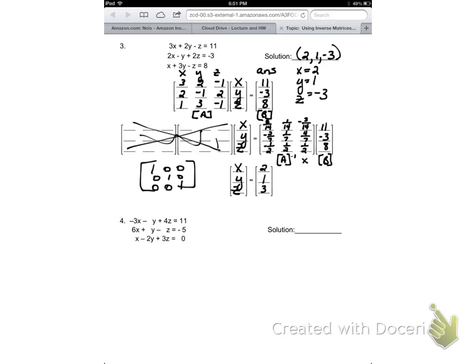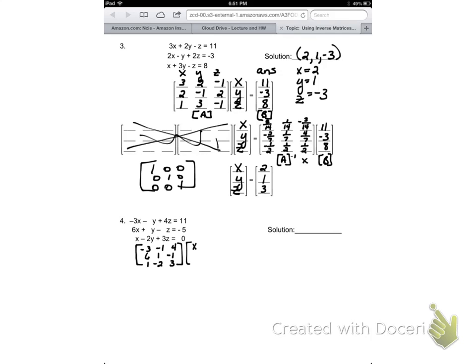So take the time, if you have to stop this along, to enter these in your calculator and make sure you can get these same numbers. Now we're going to go do this last problem. This one we don't have the fill in the blanks to fill it in, so let's set it up ourselves. We have -3, -1, 4, 6, 1, -1, 1, -2, 3.